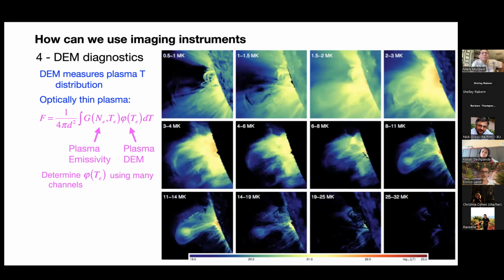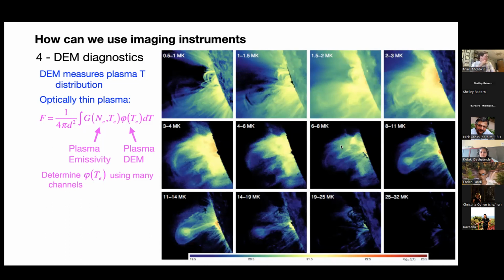From AIA, this is the image of a CME by Hannah and Kontar in 2013, I believe. And you can see in every single panel, you have a different temperature range. At 0.5 to 1 million, you have an active region, the cold loops. You move hotter, you start to see the front of the eruption. And this front is brighter at 2 to 4 million degrees, while you're still seeing the rest of the active region, while outside of it, already at 2 million degrees, you have very little signal. So each of these panels is the amount of material at this temperature.